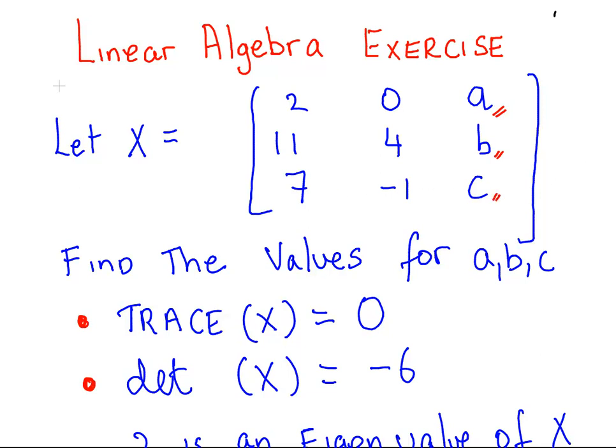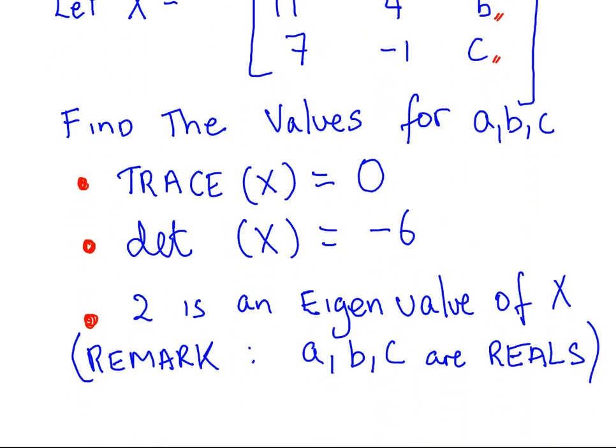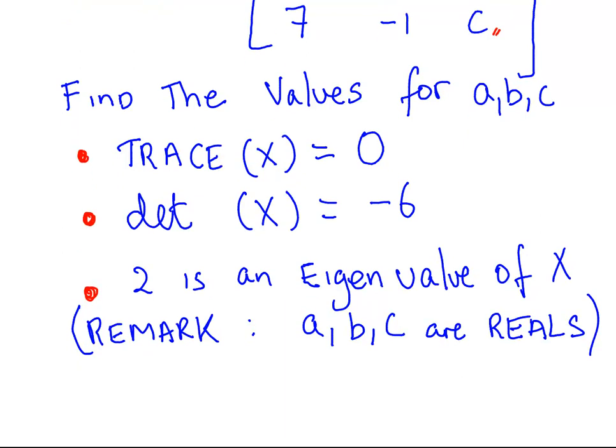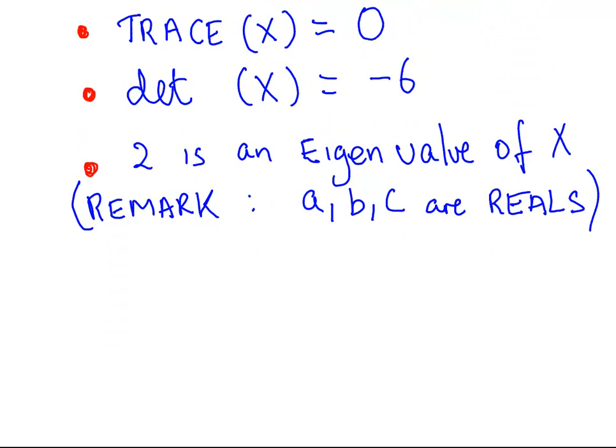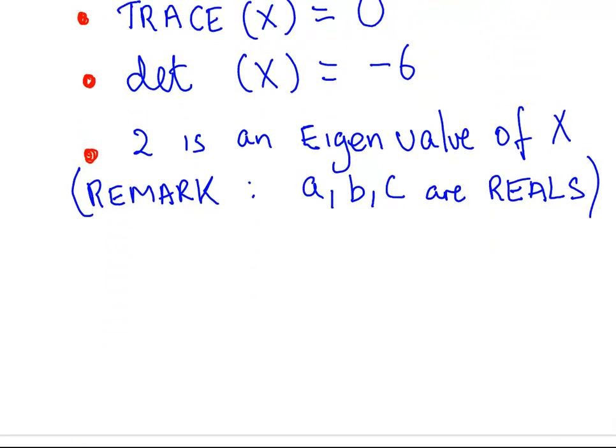Now we're given the following pieces of information. I'm just going to scroll down there. Trace of X is equal to 0, determinant of X is equal to minus 6, and 2 is an eigenvalue of X. Just a sort of a digression, I'm going to do a little video just straight after this about how to compute the other eigenvalues based on that information there. Just a remark, A, B, and C are real values.